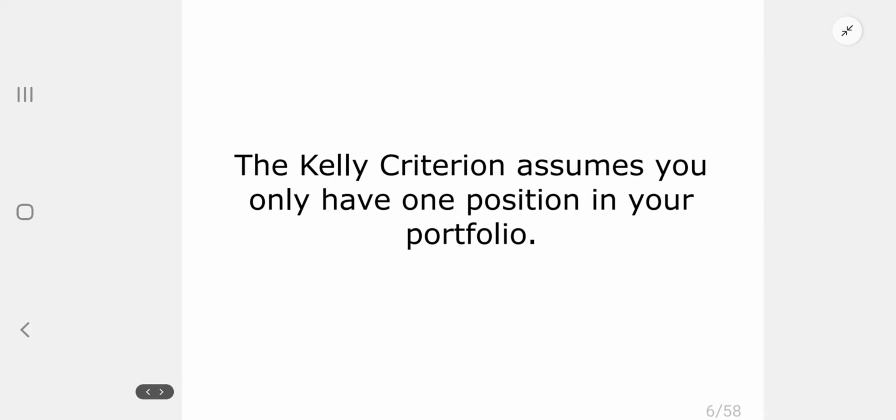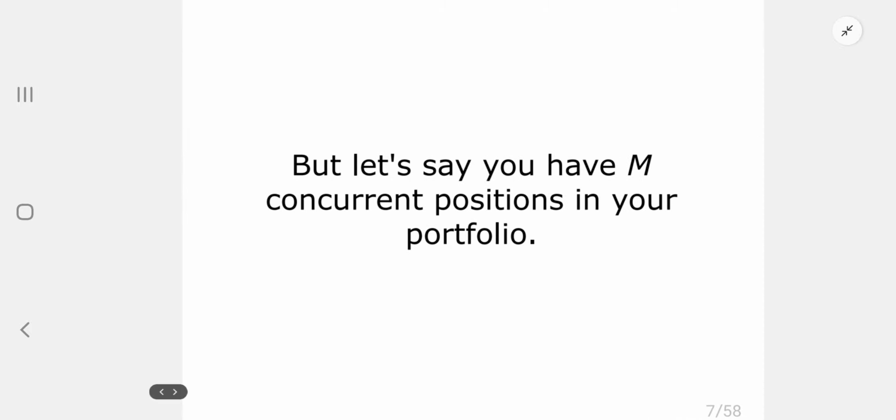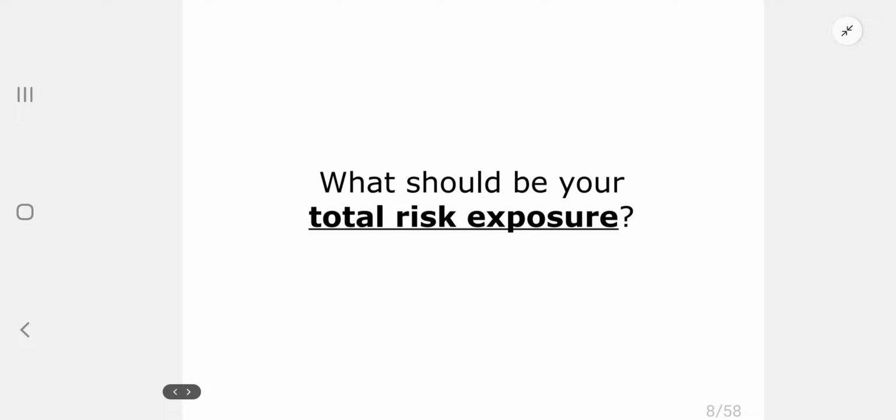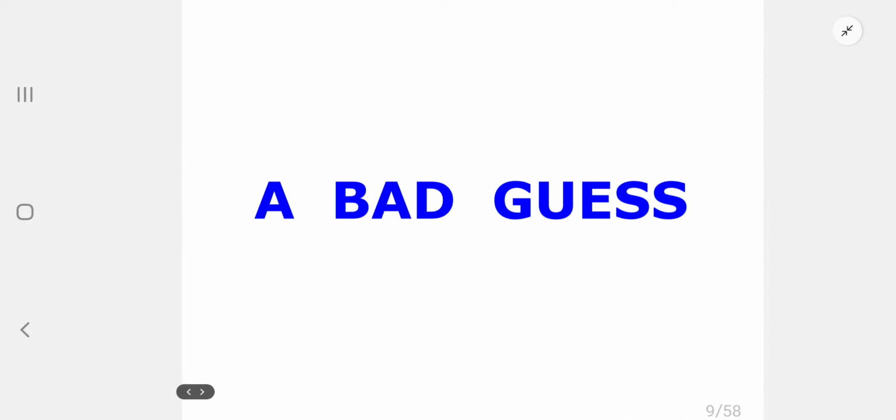The Kelly Criterion assumes you only have one position in your portfolio. But let's say you have M concurrent positions in your portfolio. What should be your total risk exposure? A bad guess.